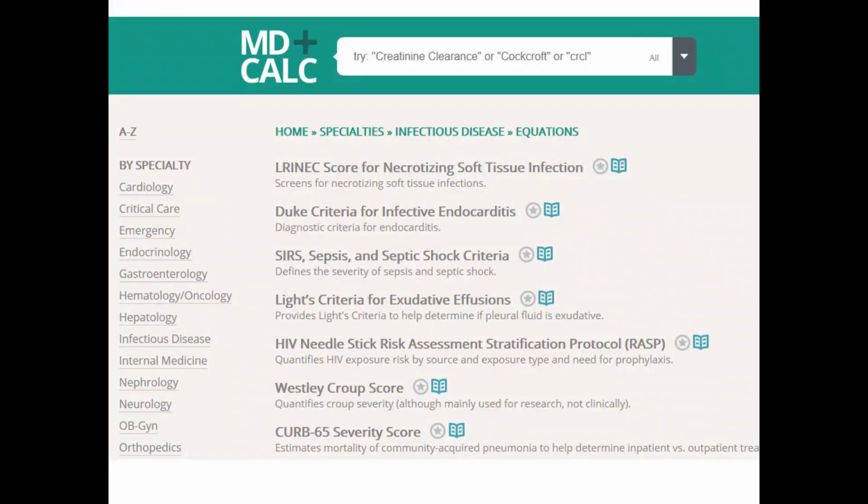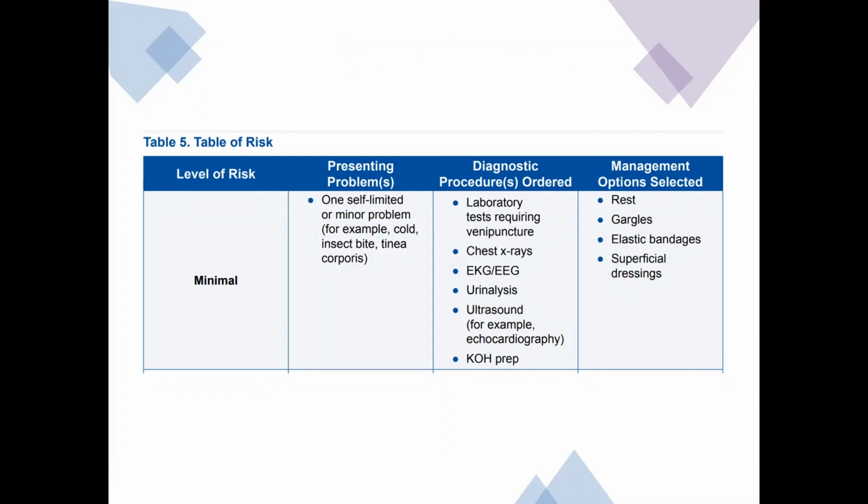In terms of evaluating risk, one of the best tools that's out there is MDCalc. It will help you as a new provider assess some of the risk that's there. So I would recommend that you have this either on your desktop or on your phone. So let's talk about the level of risk.